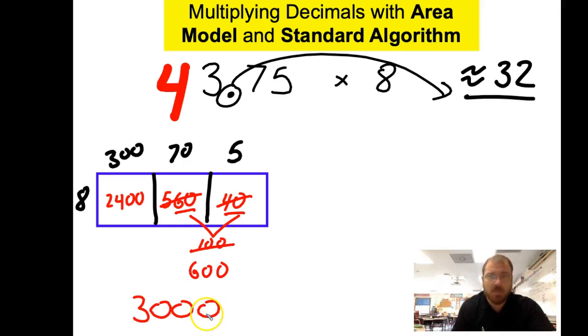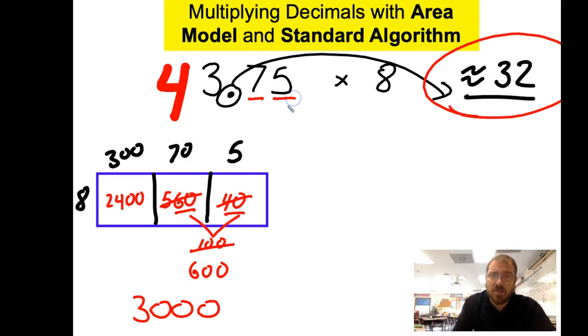Or is it? I don't think so. We looked at our estimate, 32. There's no way that this answer could be 3,000. So again, I see two places in my problem that are held by the decimal place value. I have to go in 2 places and put my decimal in my answer. Now, my answer is 30. 30 is pretty reasonable with 32.